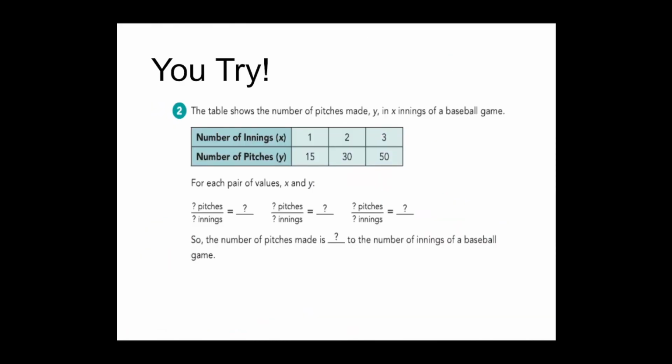All right, I want you to try another example. And here we have a baseball example right now as the World Series is going on. The table shows the number of pitches made, y, in x innings of a baseball game. For each pair of values, x and y, we need to figure out, is this directly proportional?